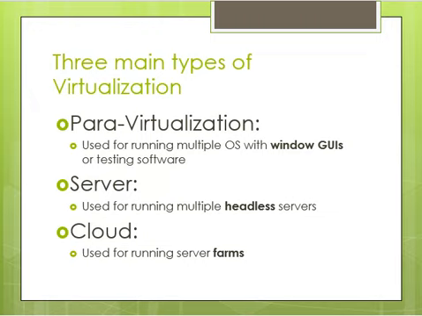Three main types of virtualization: para-virtualization, used for running multiple operating systems with window GUIs or testing software. Server, used for running multiple headless servers. Cloud, used for running server farms. And we'll explain each of these in depth next.